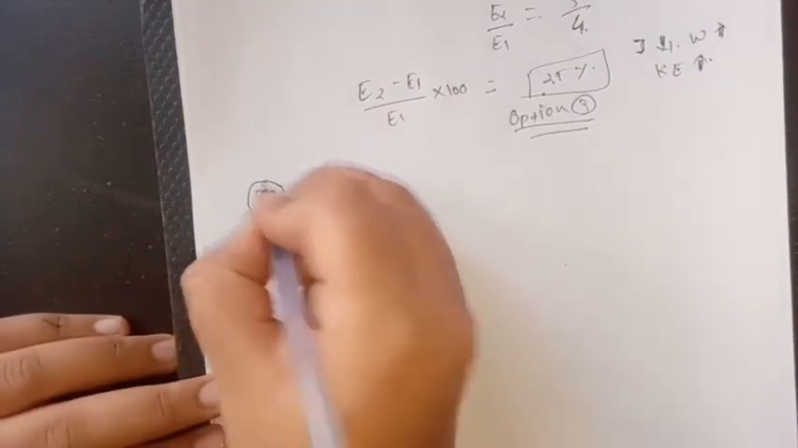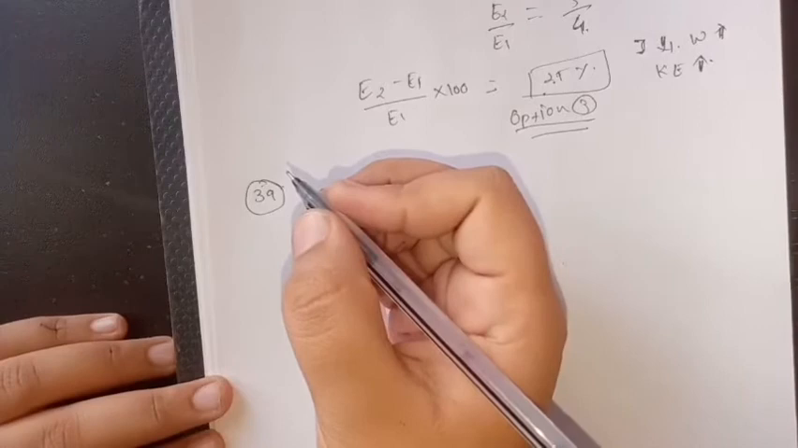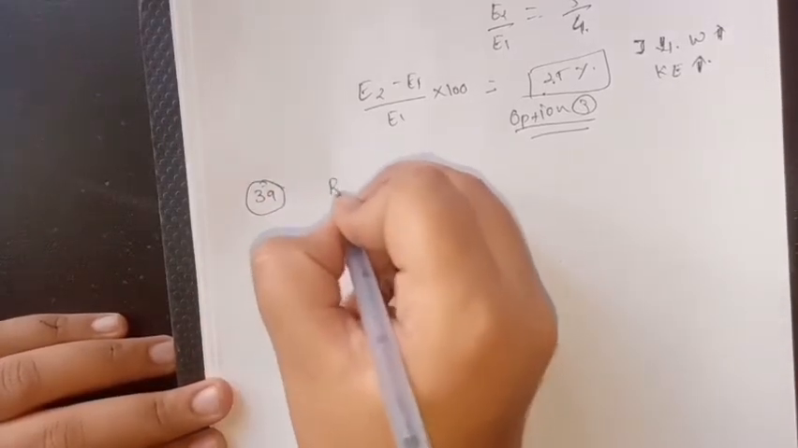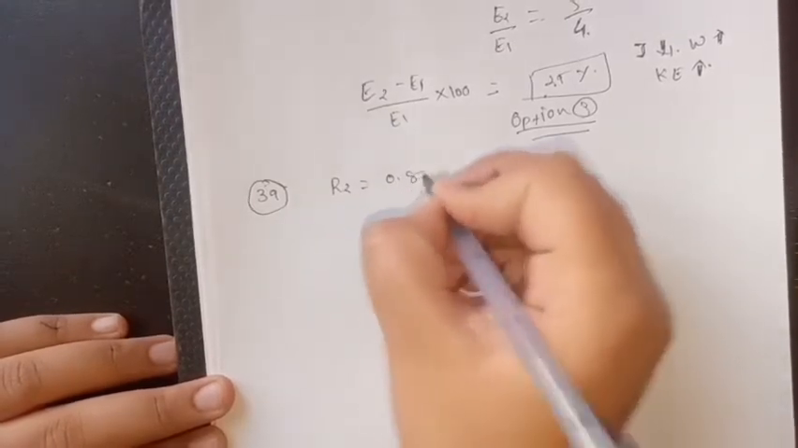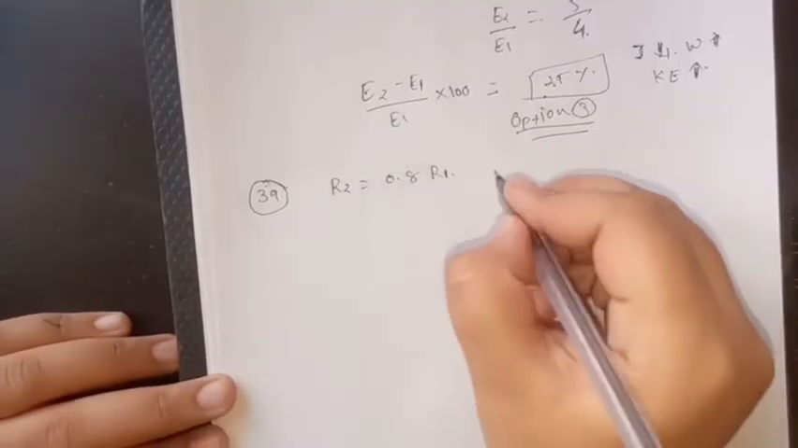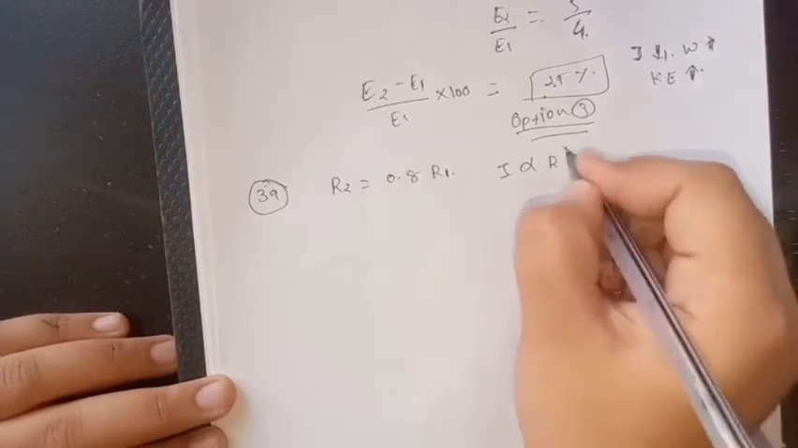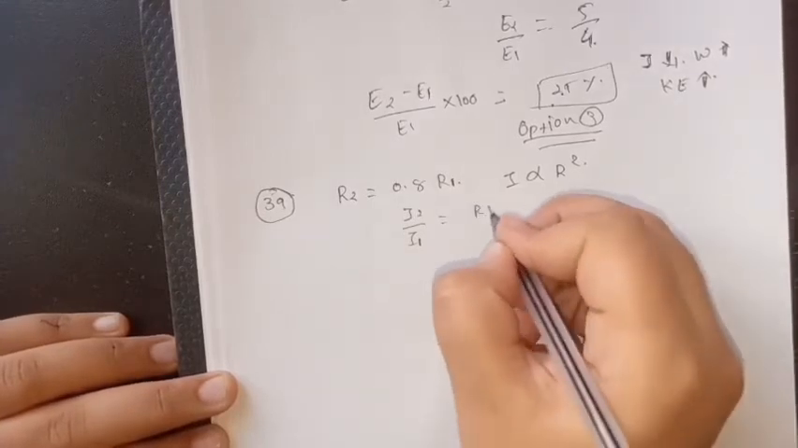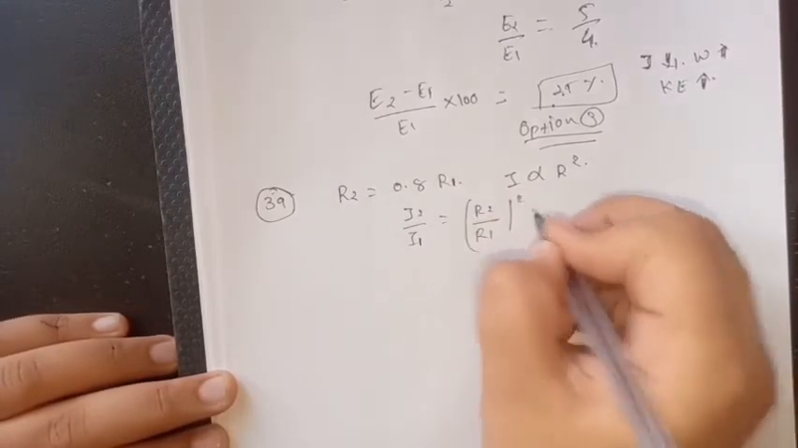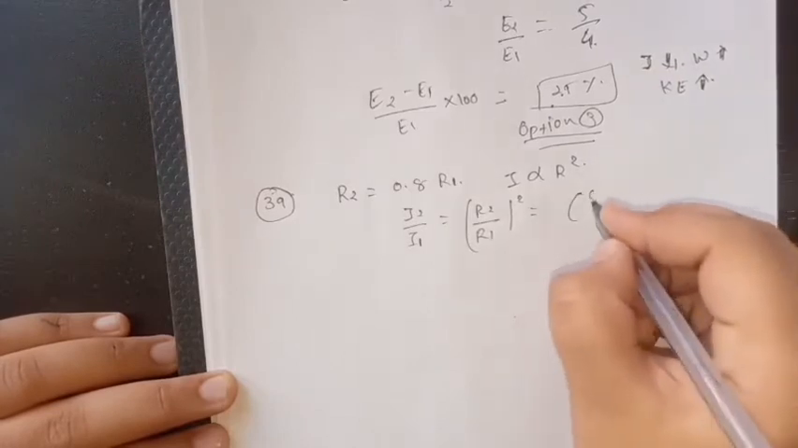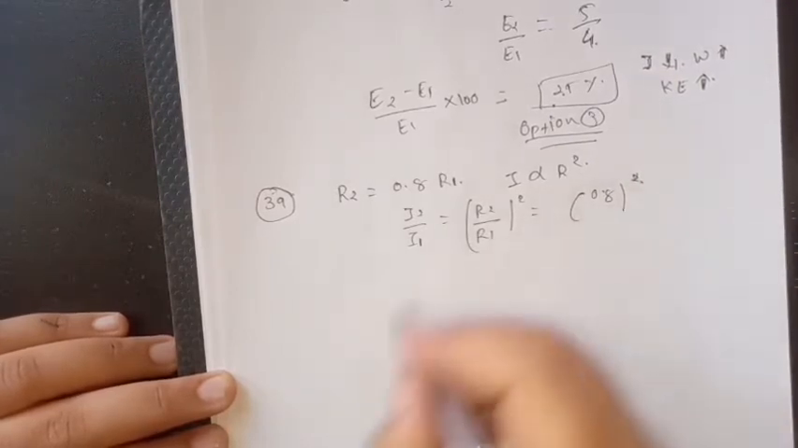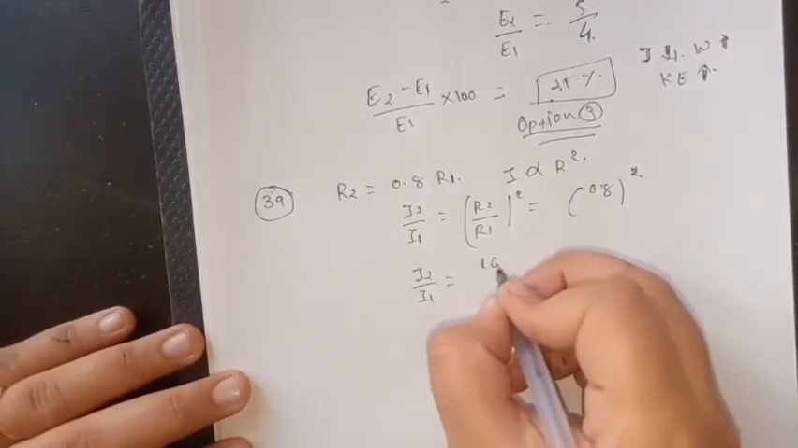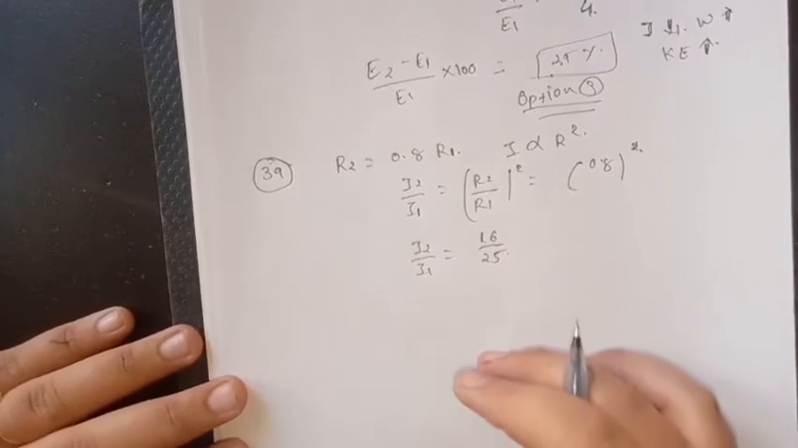In question number 39, a barrel dancer is decreasing her radius of gyration by 20%. That means R2 is equal to 0.8 R1. Now we know that I is directly proportional to R square. So I2 by I1 is equal to R2 by R1 whole square. From this we can write 0.8 square. So I2 by I1 will be 16 by 25.